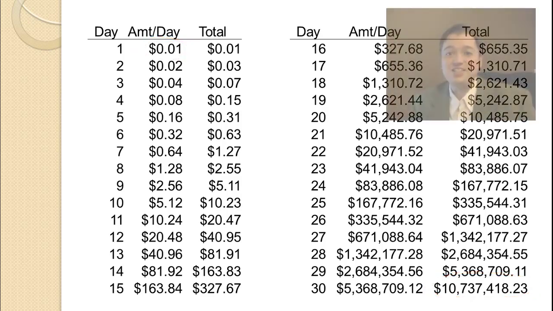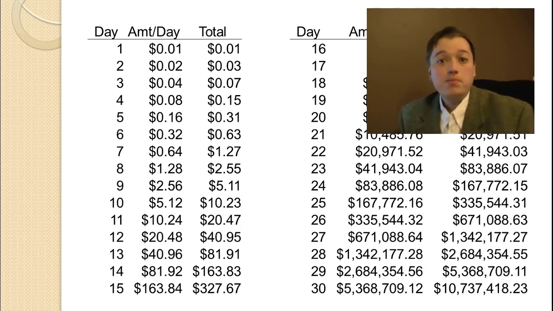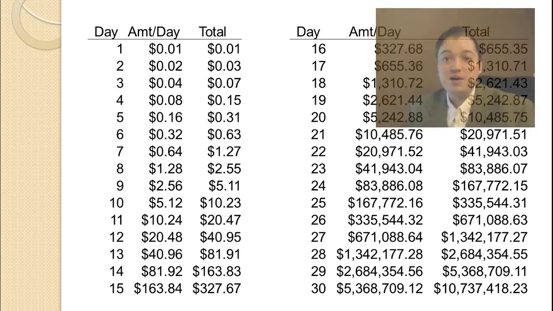Now, most interest rates don't double your money every day, but the principle, pun totally intended, is the same. If we can compound more frequently, if we can understand this and get it to work in our favor, we can make a lot of money.